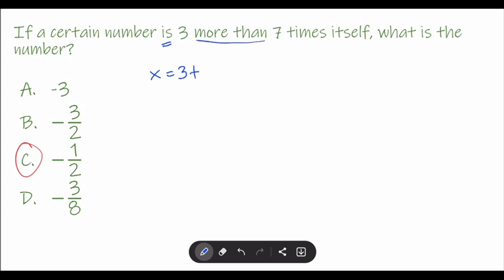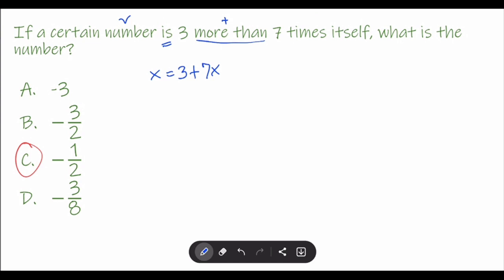So this is plus 7 times itself. Itself is the x, the number. So 7 times x. So what is the number? As long as you correctly put the equation, the equivalent equation of the mathematical statement, then it's easy for you to compute that.